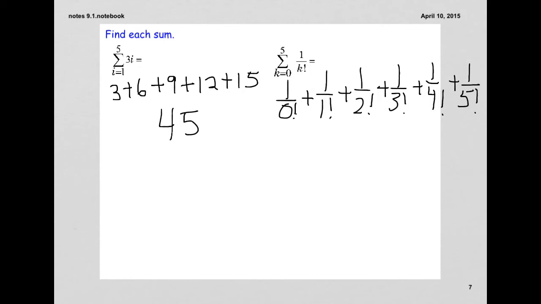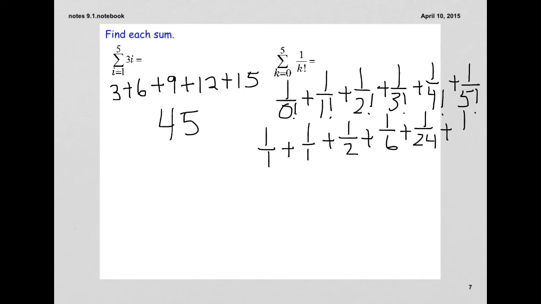Well, we know 0 factorial is 1, so that's 1 over 1, plus 1 factorial is 1, so that's 1 over 1, plus 2 factorial is 2, so that's 1 over 2, plus 3 factorial is 6, so that's 1 over 6, plus 4 factorial is 24, so that's 1 over 24, plus 5 factorial is 120, so that's 1 over 120.